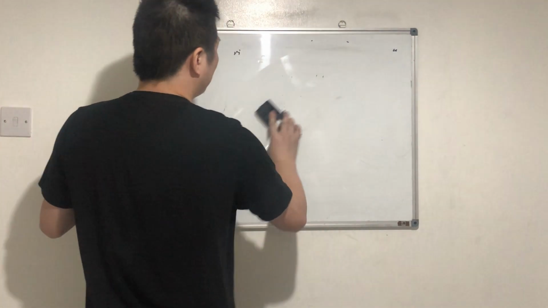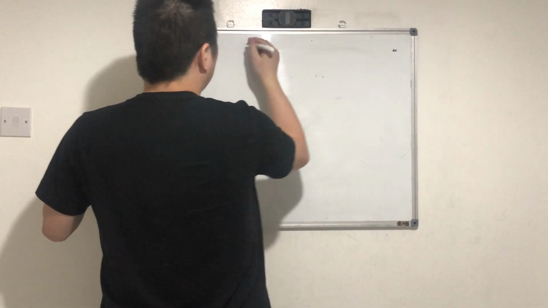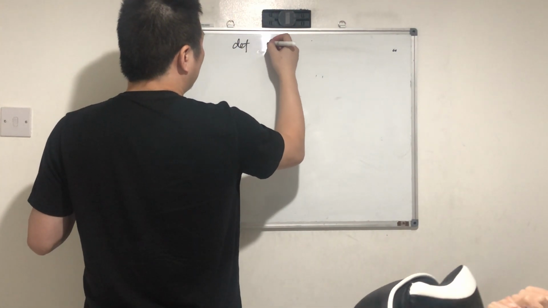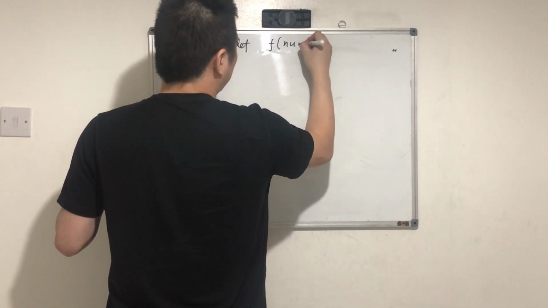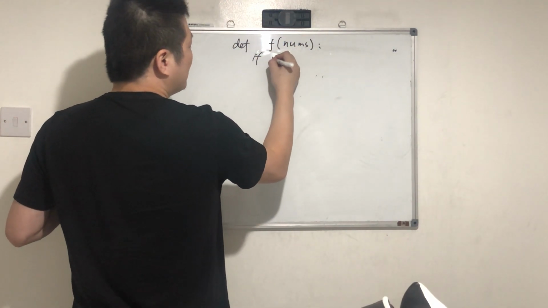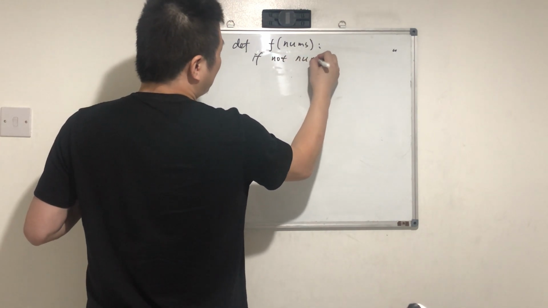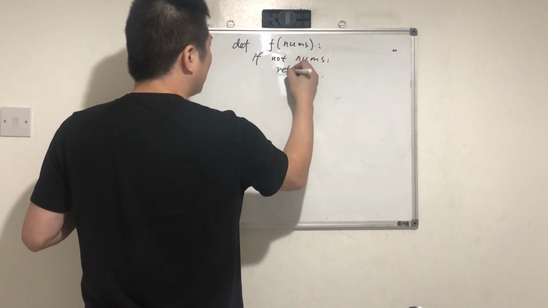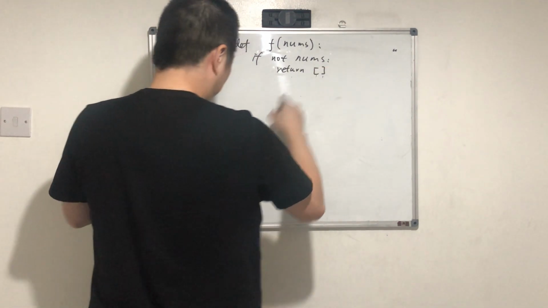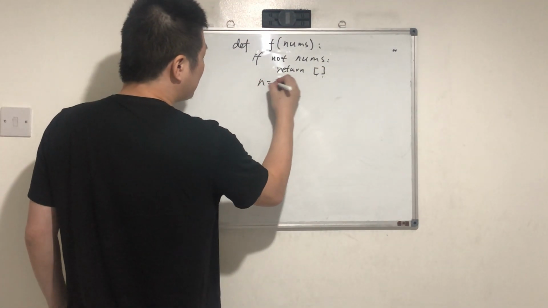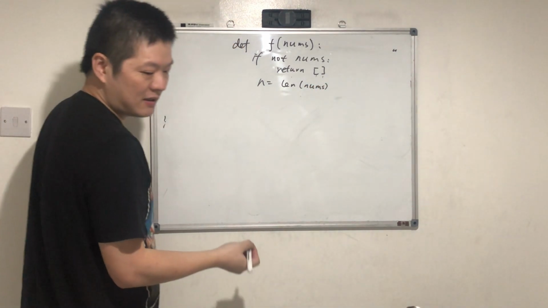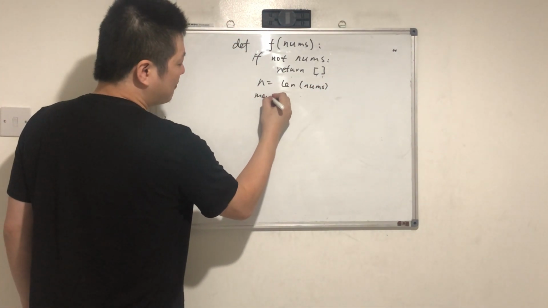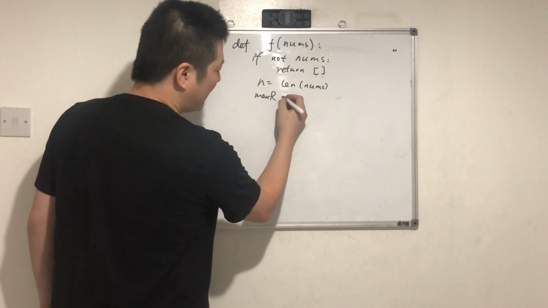Let's define a function f. If not nums, return empty. So n equals the length of nums, we want to know this. And then we create this max right array, max r.